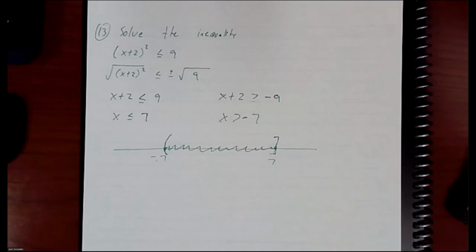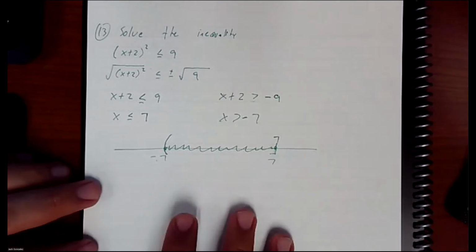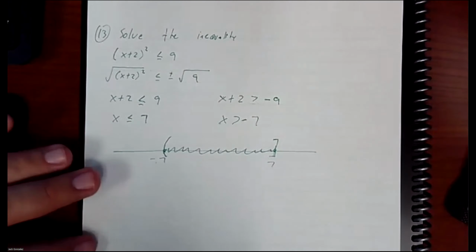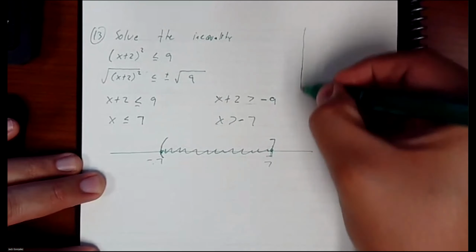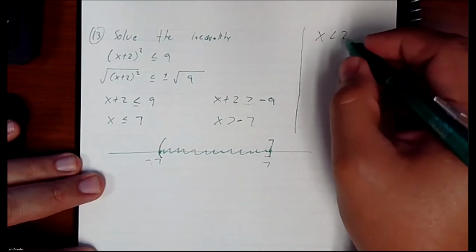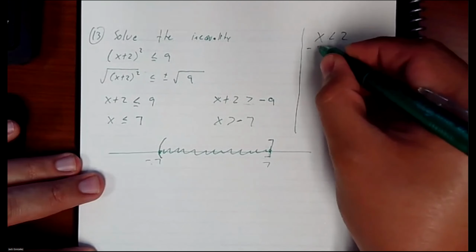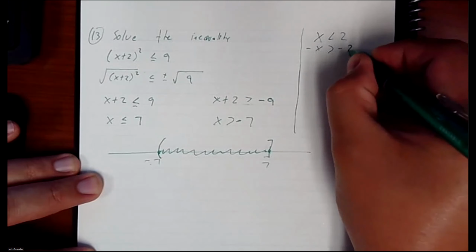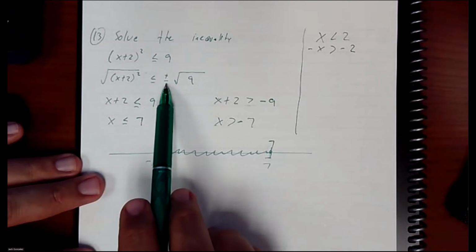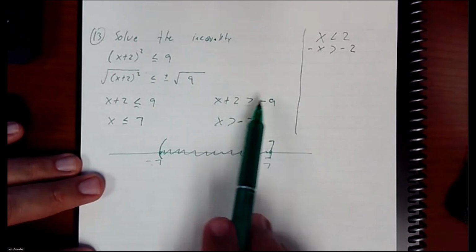Wait, say that again? Whenever you square root anything on both sides, you've got to tack on the plus or minus. But there's a rule for inequalities that says, let's say you have x less than 2. If you multiply by a negative, it switches direction. So tacking on the plus or minus to one of the pieces.